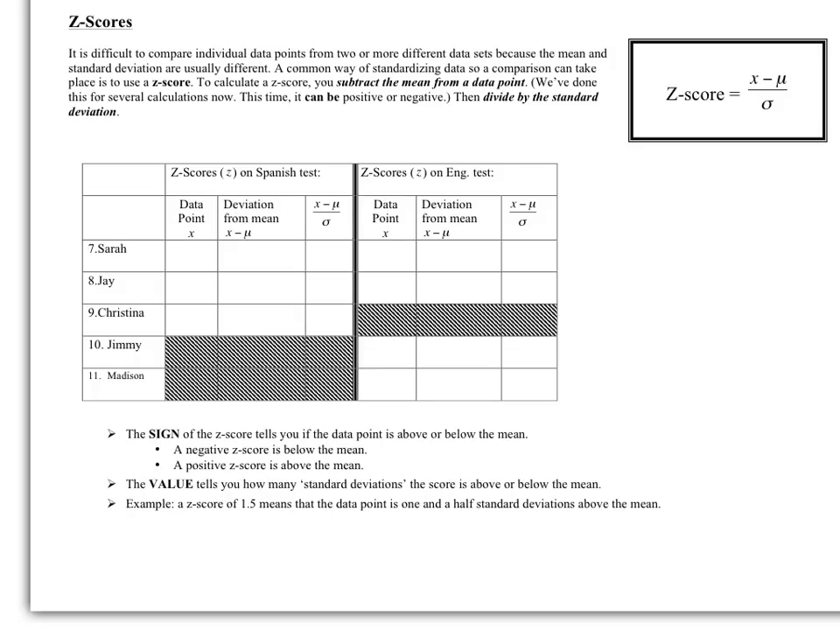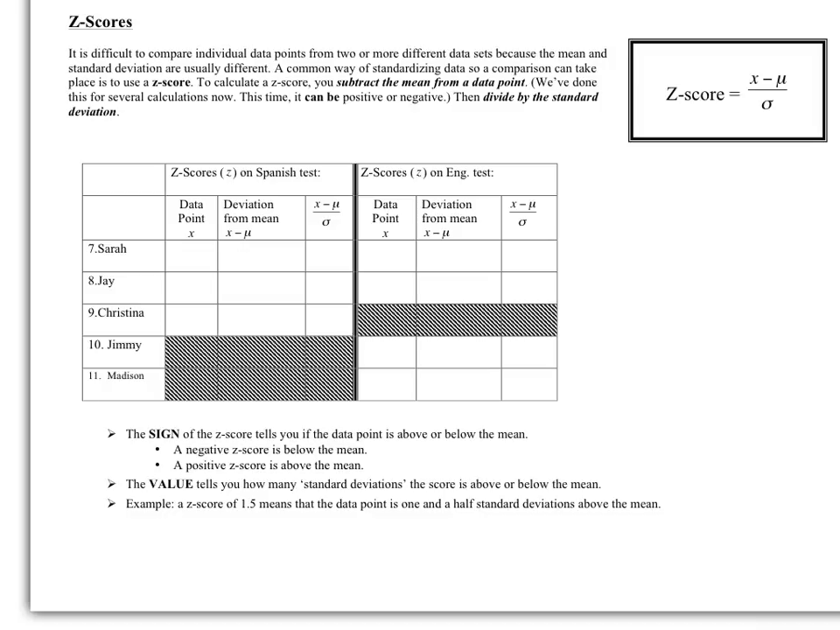So far, we have been talking about mean absolute deviation, variance, standard deviation, and all of those pieces of information are talking about the spread of the data as a whole. And so what we haven't talked about yet is individual pieces of data.